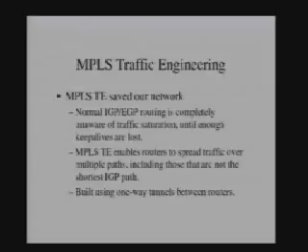MPLS-TE enables our routers to spread our traffic over multiple paths, including those that are not on the shortest IGP path. So we've often used, call it backdoor paths through Austin and through San Antonio, which were secondary POPs aside from our main Dallas and Houston sites. And it's done using one-way tunnels between routers.